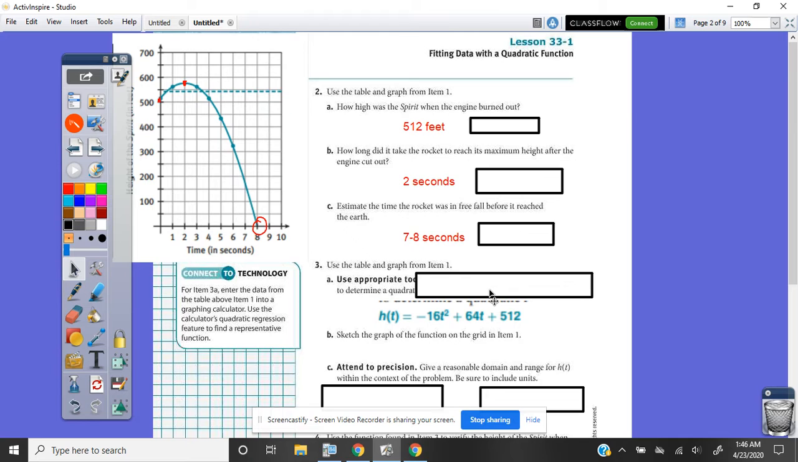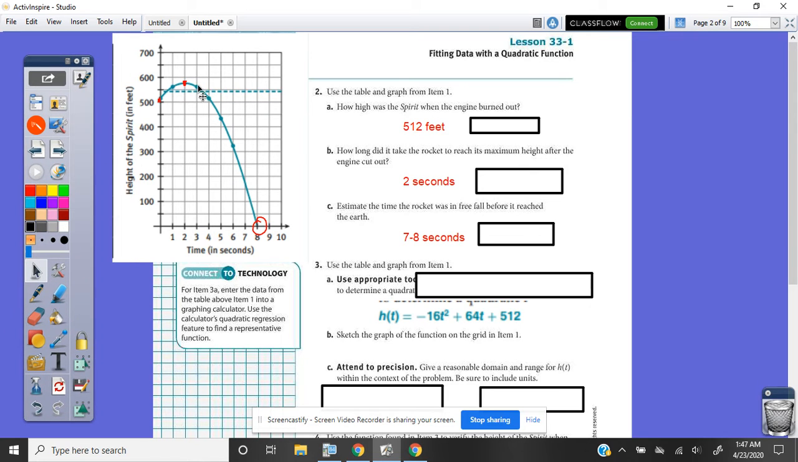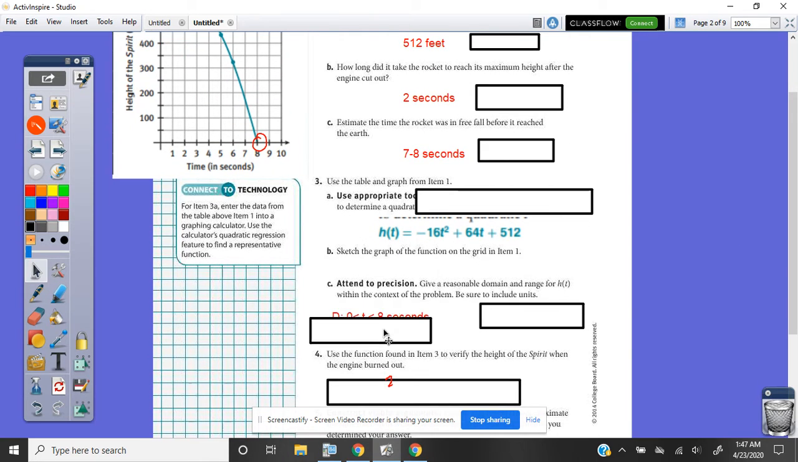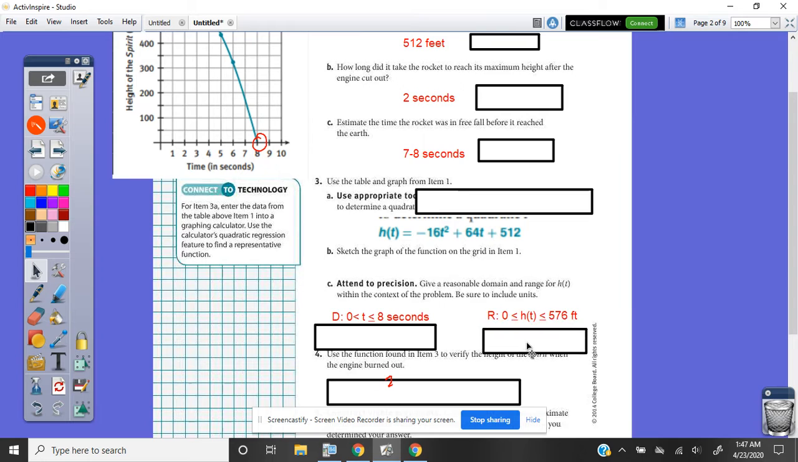Okay, sketch the graph. We've already done that. And then give a reasonable domain and range. Domain, remember, is your x values, which is always your independent variable. In this case, that's our time. So in this situation, our time is from 0 to 8, and it includes the 8. What's the range? The range would be your y values. In this case, that's our height. And our height is from 0 to, what's the tallest? 576. So the domain is from 0 to 8, and the range is from 0 to 576.